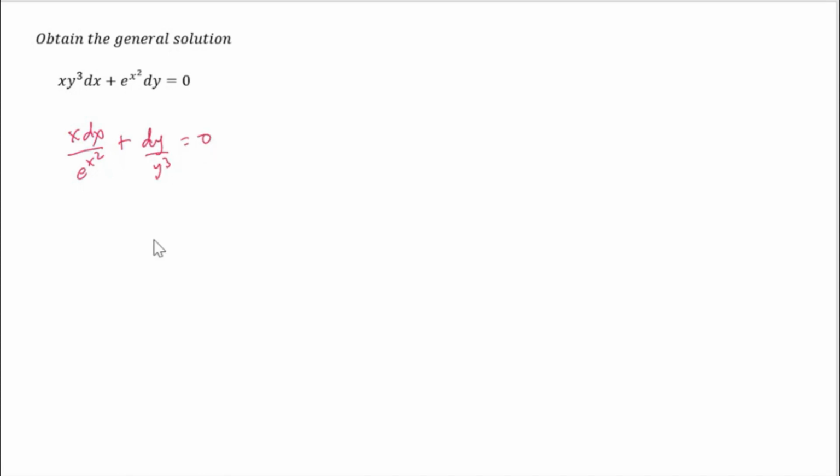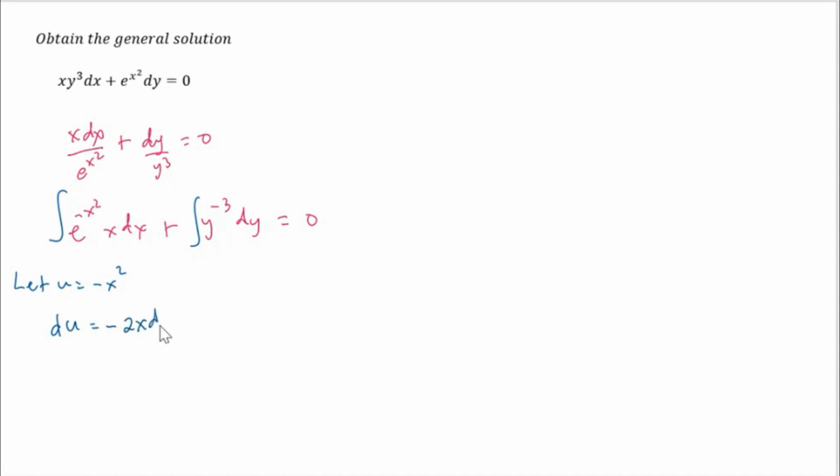Then after that, we are going to rewrite this one in terms of e raised to the power of negative x squared times x dx plus y to the power of negative 3 dy is equal to 0. And then we are going to integrate. Now, on the first term, we need to let u equals negative x squared. So the derivative of negative x squared equals negative 2x dx.